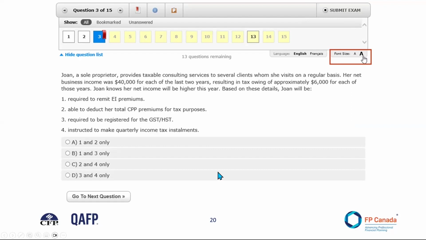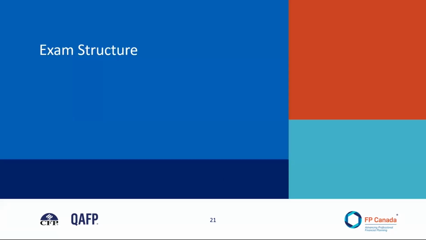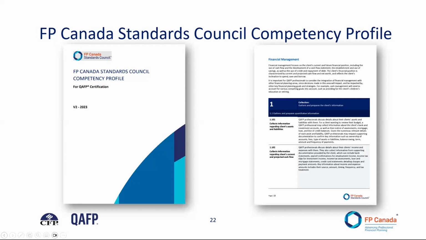In the next few slides, we'll talk about the QAFP examination and share some information about the exam itself, including the FP Canada Blueprint, QAFP examination, and the concept of complexity. The FP Canada Standards Council Competency Profile for QAFP certification is the criteria for the exam. It provides a summary of tasks that FP Canada certificants would do in everyday practice and illustrates the multidimensional nature of financial planning.